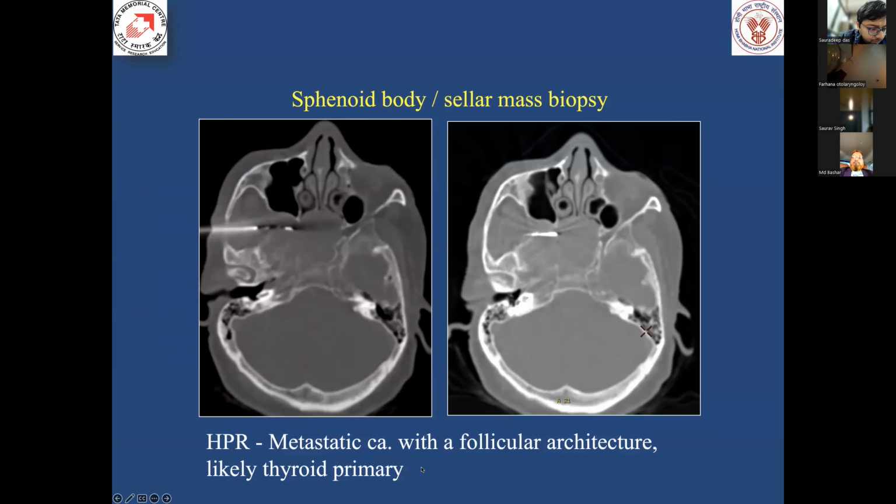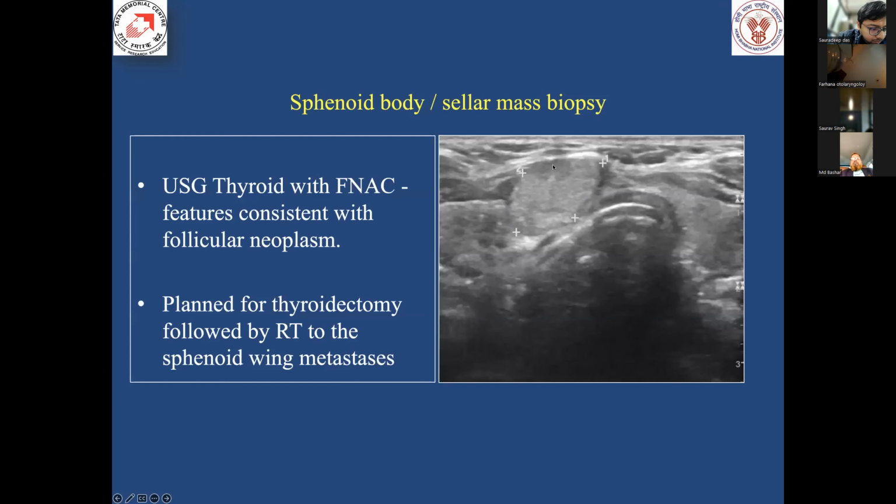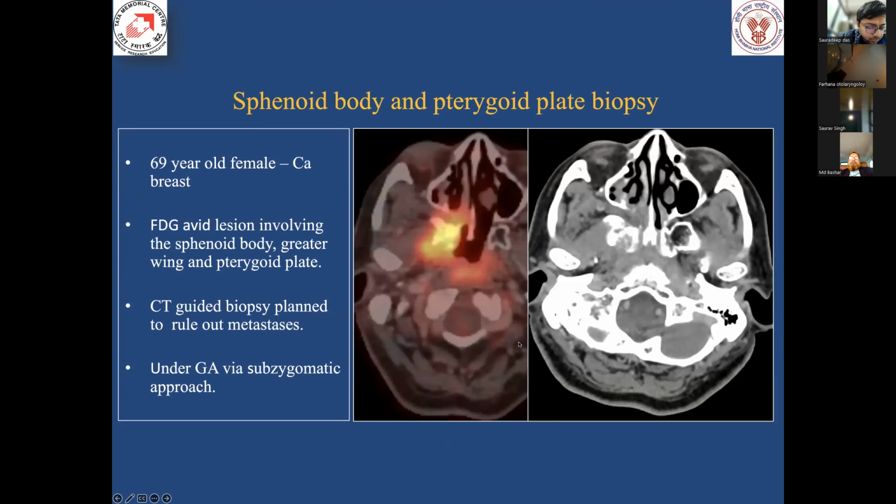So after the biopsy of this, we did an ultrasound of the neck and we found that there was a thyroid mass. The patient underwent thyroidectomy, followed by RT to the sphenoid wing metastasis.